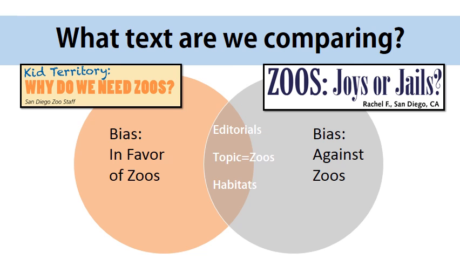Let's review what text we are comparing. We read Kid Territory, Why Do We Need Zoos?, which had a bias in favor of animals being kept at a zoo. We also read Zoos, Joy or Jails, which had a bias against zoos, saying natural habitats are better for animals. What these two articles had in common was they're both editorials. They were on the topic of zoos and animals' habitats.